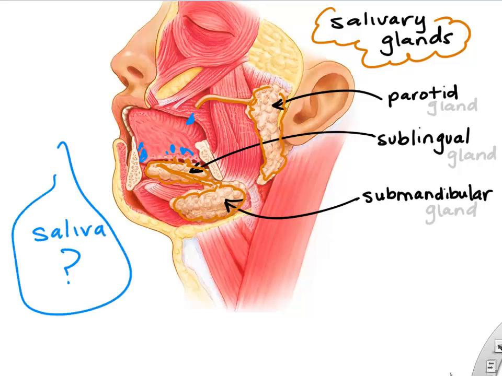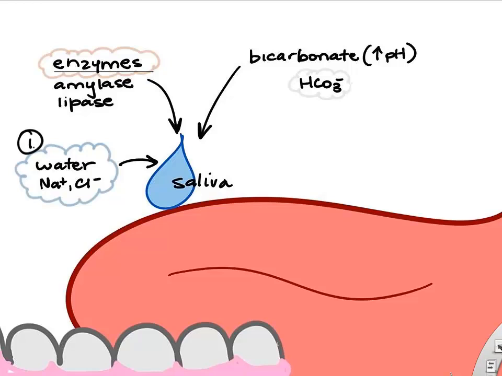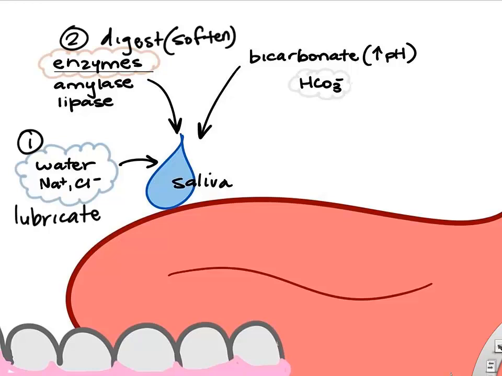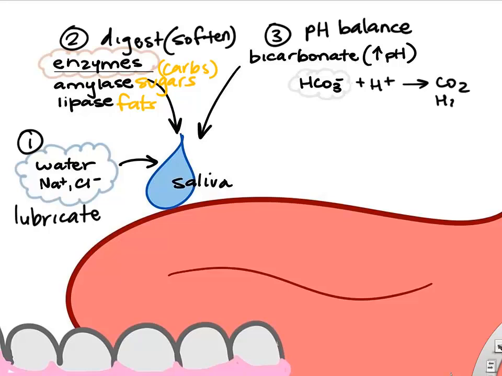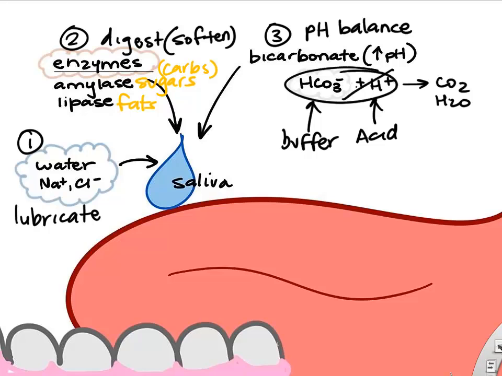They secrete saliva, and well, what is in saliva? Mainly water and some ions to help lubricate, but then also we have digestive enzymes, which are proteins that can break things down. So lipase for fats, amylase for sugars and carbohydrates. We also secrete some bicarbonate in that saliva, and bicarbonate can actually neutralize by binding to a little hydrogen ion, and so it neutralizes acid to help raise the pH in our mouth.